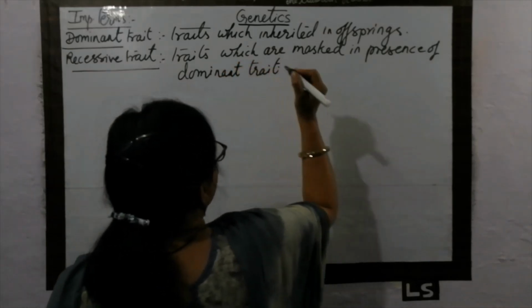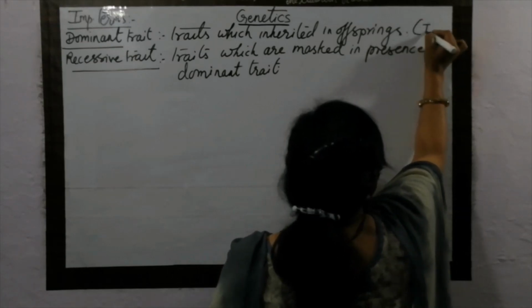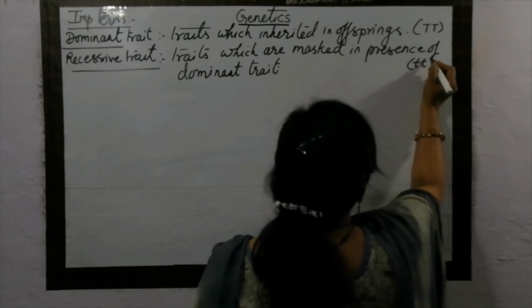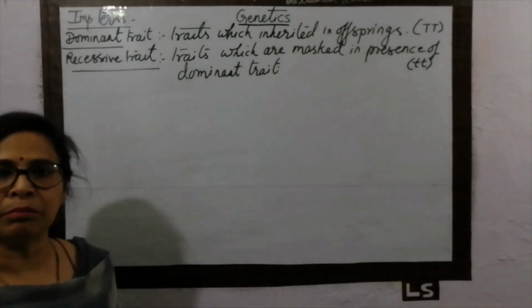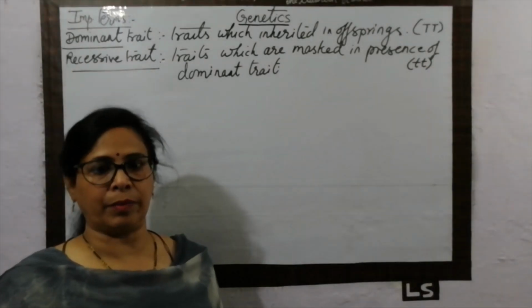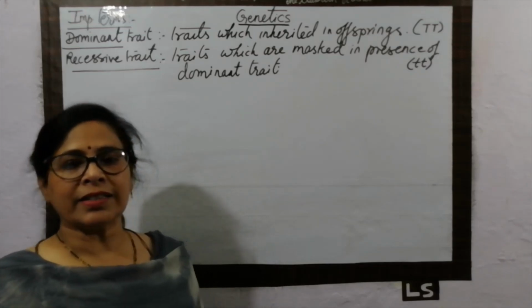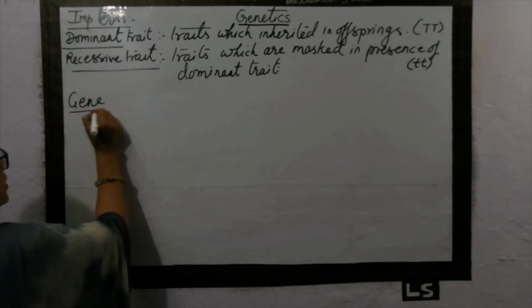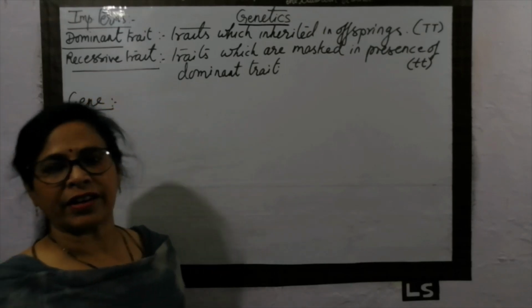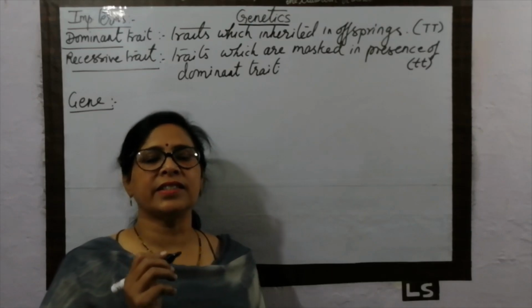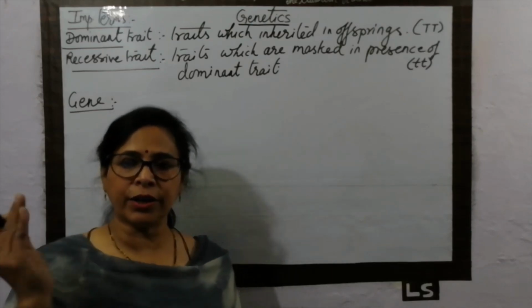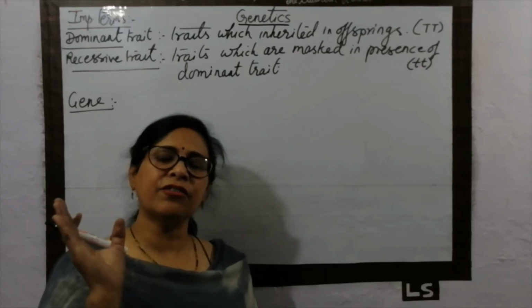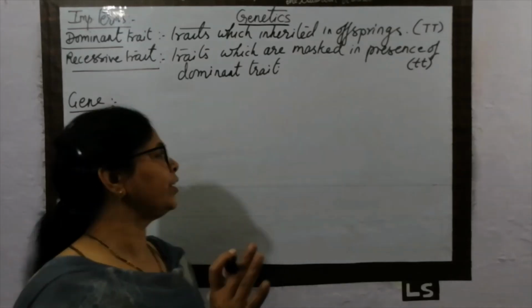And one more important thing: the dominant trait is always represented by capital letters, and the recessive traits are always represented by small letters of the alphabet. Now next is the gene. What is a gene? According to Mendel, the gene is a factor. But later on it was discovered that the factor is termed the gene, the fundamental unit of inheritance.